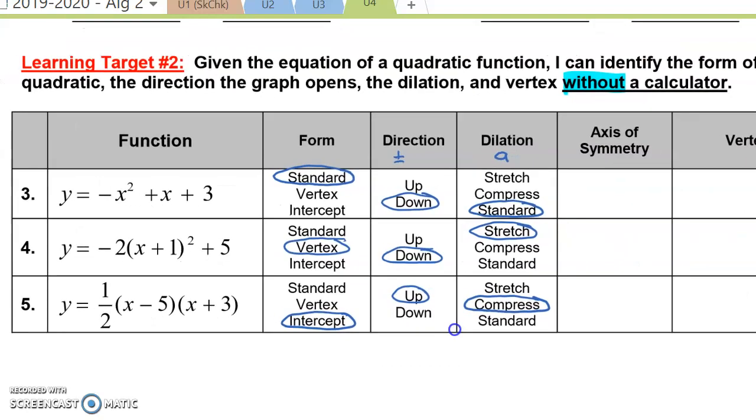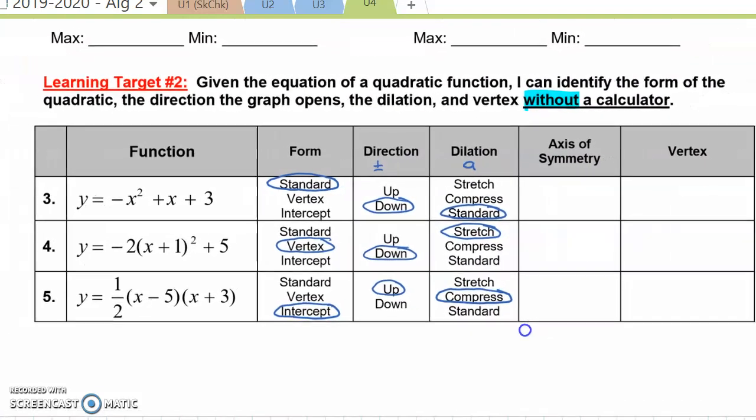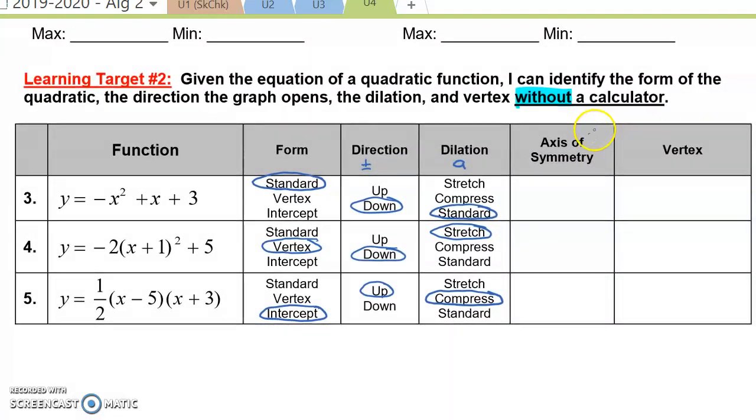Now, in order to figure out the axis of symmetry, we essentially need to figure out the vertex first. We talked about how equation number 4, vertex form, is the most user-friendly to graph because it gives us the vertex. So in 4, we have the vertex at negative 1, positive 5. It is given to us as the opposite x value and the same y value in our equation.